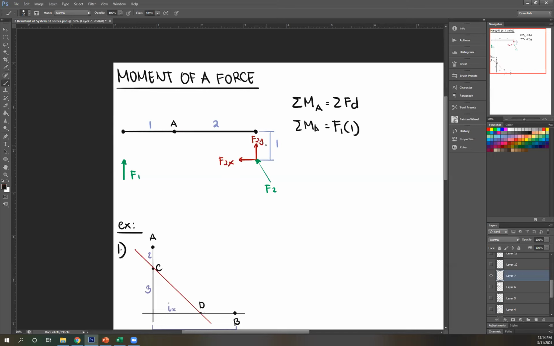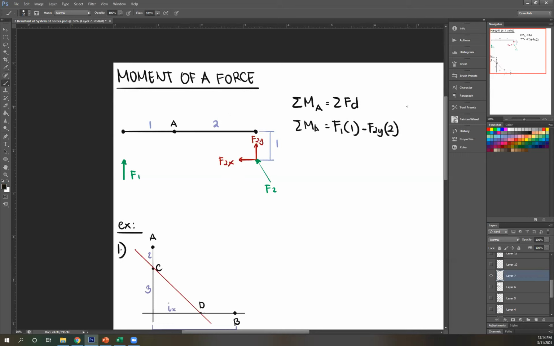And then check if it's clockwise or counterclockwise. So rotate F2y about A. So this is counterclockwise. Right? Again, it's not going to be this way because you change direction. So counterclockwise, meaning negative F2y times distance, which is once again 2.